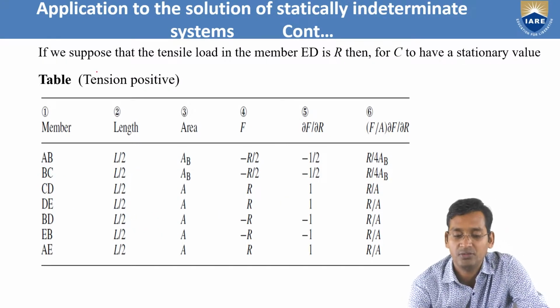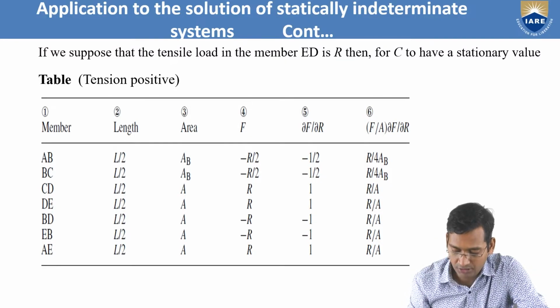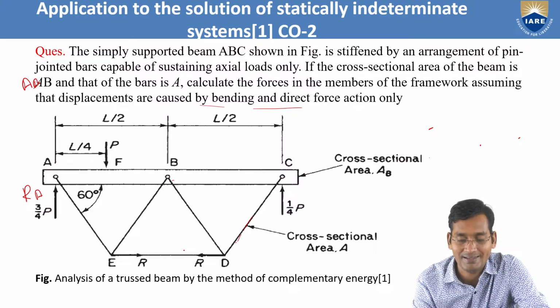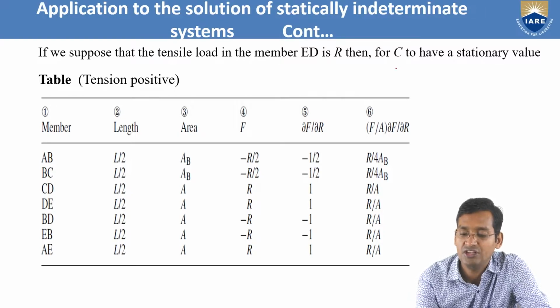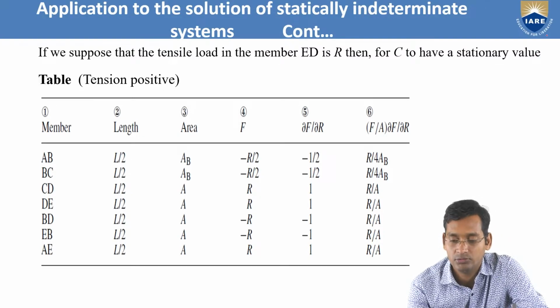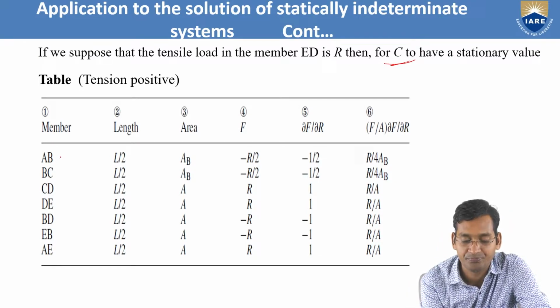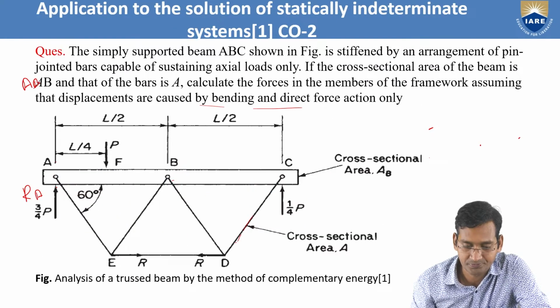Suppose the tensile load in the member ED is R. Here we are assuming that in ED the tensile force is R, right? For C, the complementary energy, to have a stationary value, now just see here. First AB, BC and CD. See the figure. It's given.